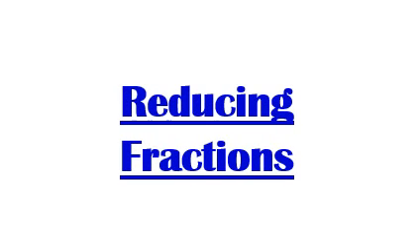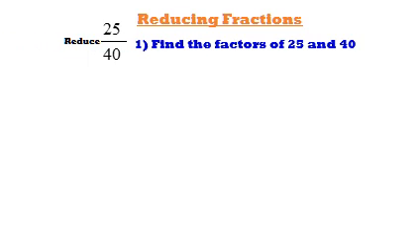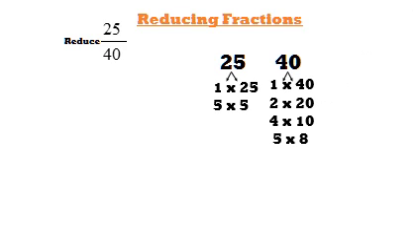Reducing fractions. Another method to reduce the fraction in order to get the irreducible form is to find the factors of 25 and 40. So as you see, I'm going to find the factors. All of these are the factors of 25 and 40.